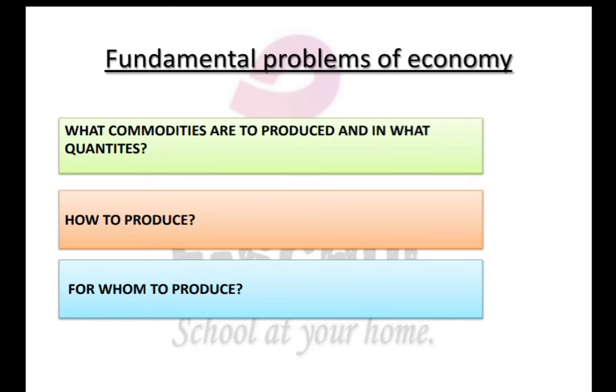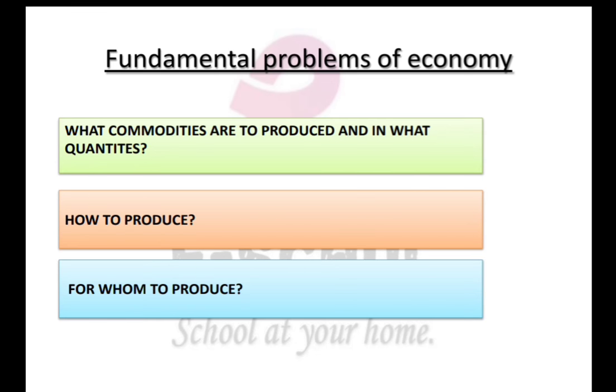Now, the third one, that is for whom to produce. Now, see, this again depends on the purchasing power of the different individuals, because the purchasing power is again determined by the economic incomes of the individuals. So, the problem of distribution of income is also associated with it.